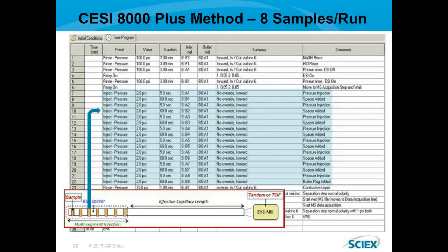Now, a lot of people look at the results and say, how does the method actually work? So what I've done here is put this very busy slide in, along with the graphic that I described earlier, simply to show you the injection portion of the method. It can be changed from one injection up to many injections. It shows a 2 psi 5-second sample introduction followed by a spacer, and this is done multiple times as per the graphic that I described earlier. In this case, this is an 8-sample multi-segment injection in each run.